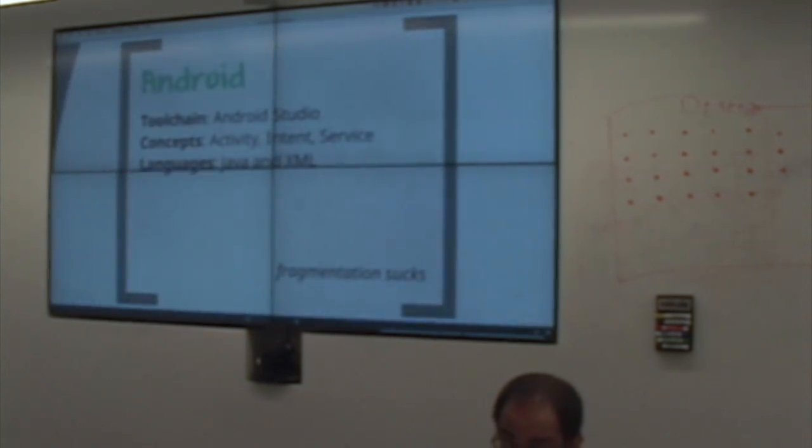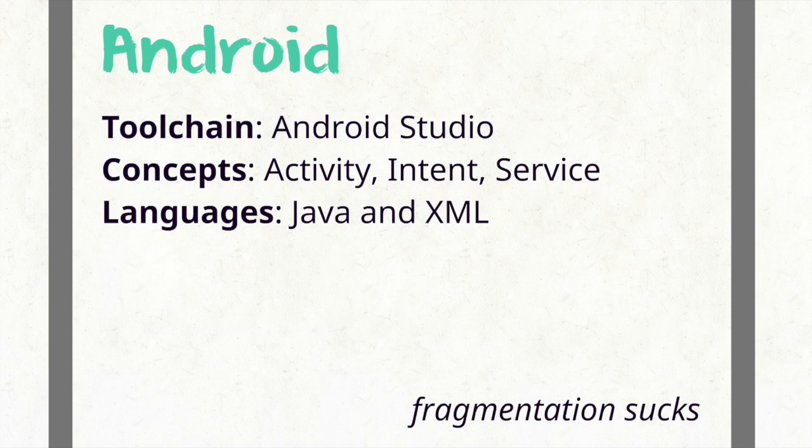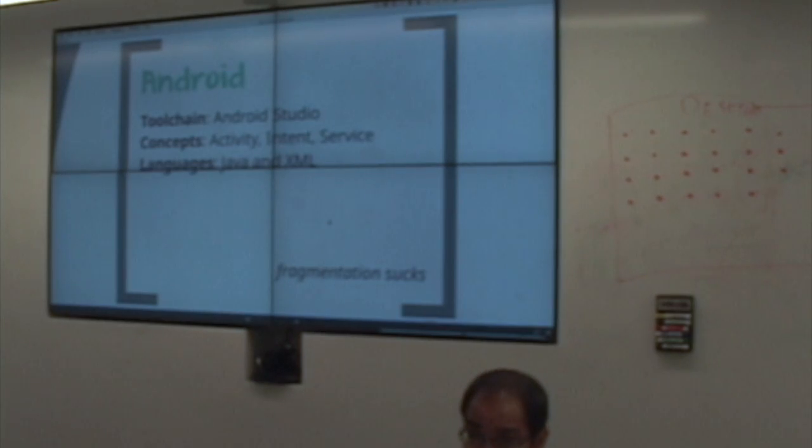So for Android, the tool is Android Studio, which I talked about earlier, and which I'll show you now. The concepts you want to care about are an activity, an intent, and a service. I'll describe those in a second. The languages are Java and XML. Most of the coding is in Java, and you configure the UI in XML or a visual editor that I'll show you in a sec.